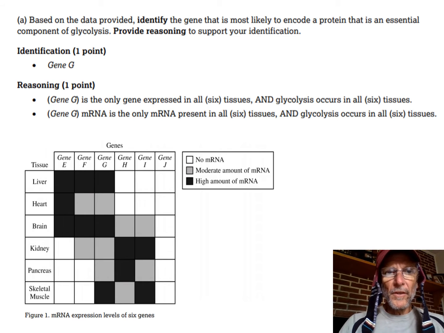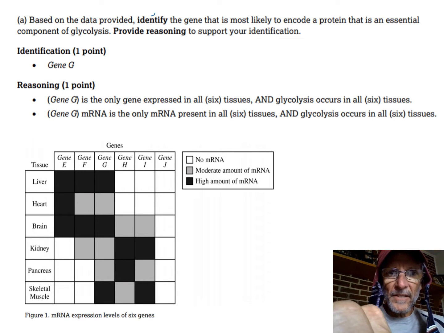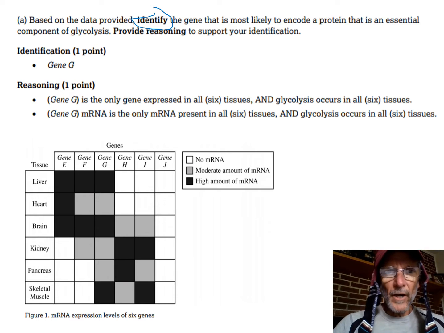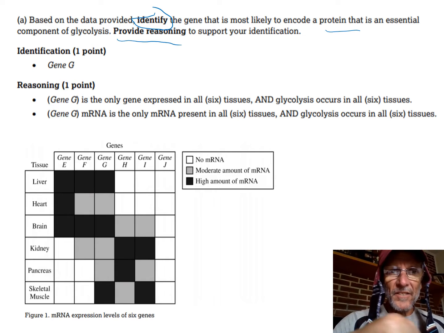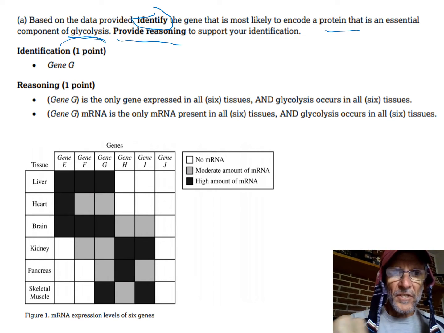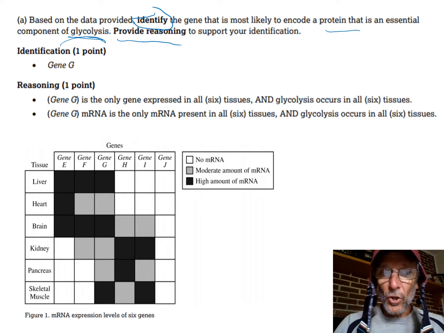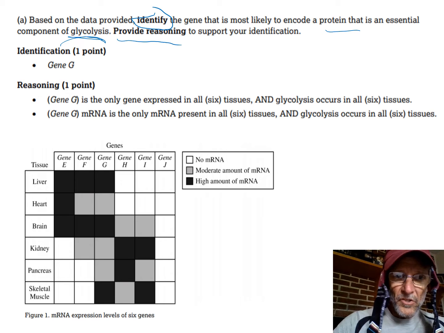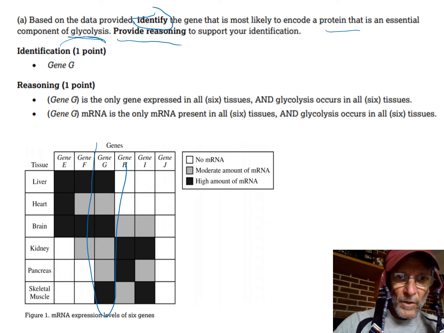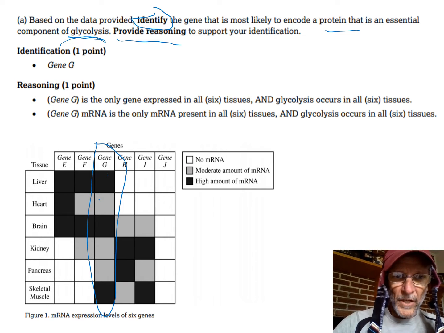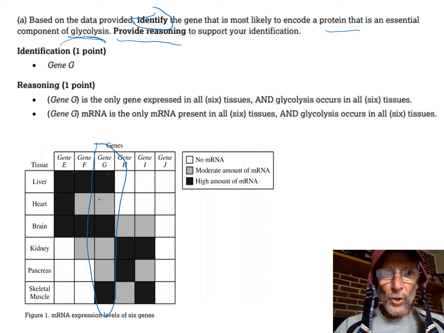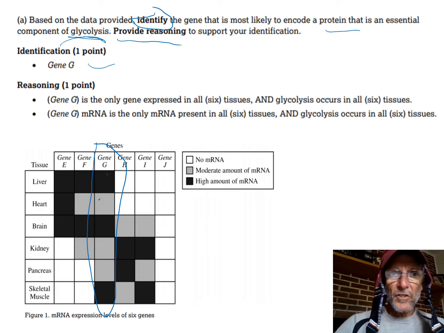Okay, so in this one, they ask you to identify, and then provide reasoning. This is a very common kind of question. The gene that's most likely to encode for a protein that's an essential component of glycolysis. They expect you to know that glycolysis occurs in virtually, basically, all cells, right? So gene G is the only one that is shown in all cells to be producing at least a moderate amount of RNA. So that's your identification point.